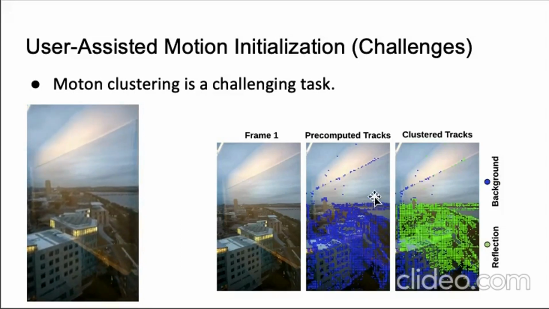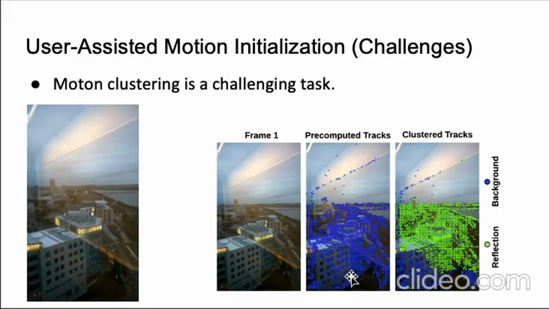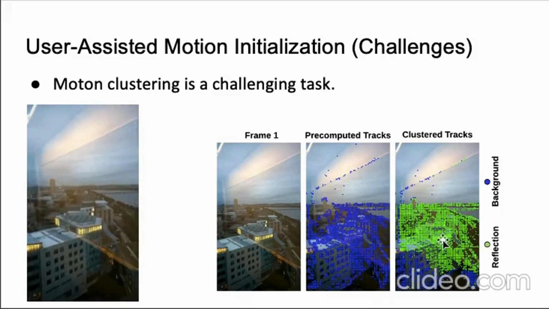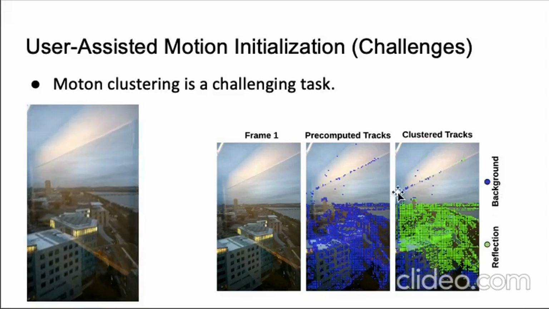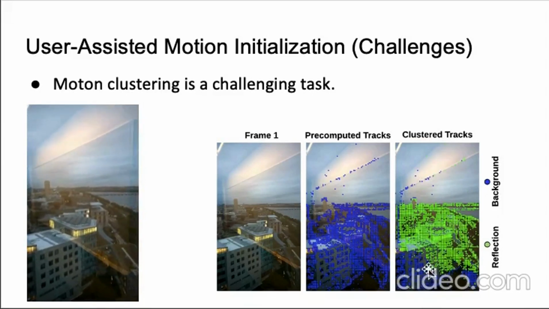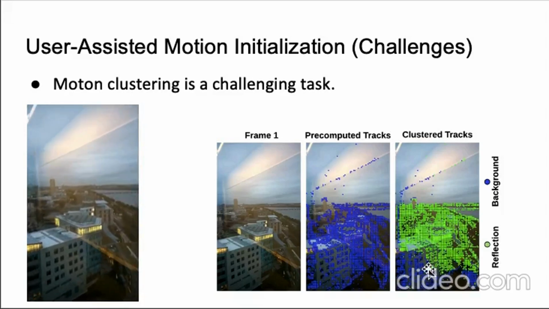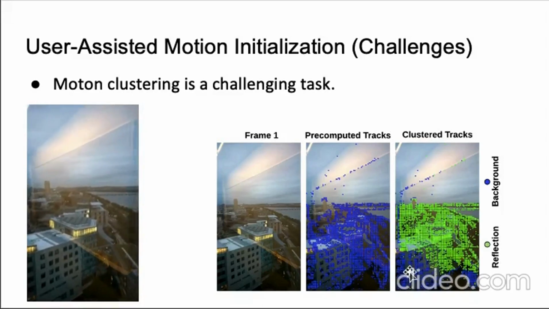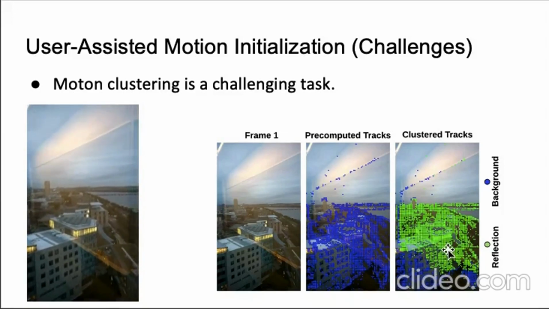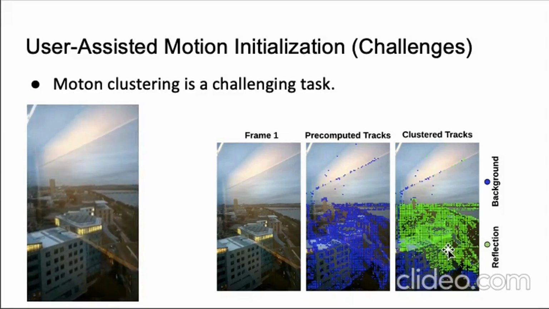before clustering, all the tracks have the same label. They are all blue. After using k-means clustering, the background tracks are classified as the blue tracks and the reflection tracks are classified as the green tracks. We can see that the clustering here is wrong. Most of the buildings, the background, are clustered as green tracks, which means that they are clustered wrongly as belonging to the reflection instead of the background.